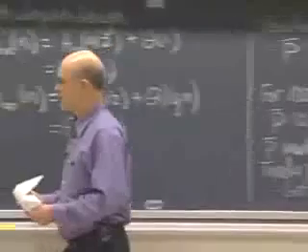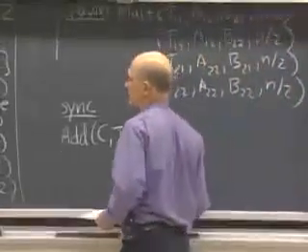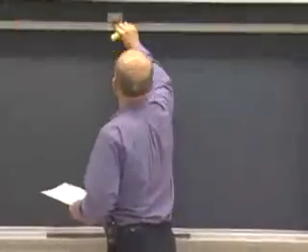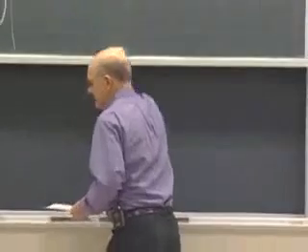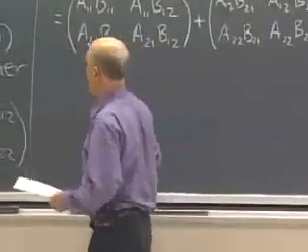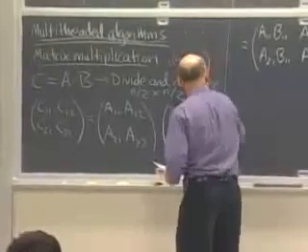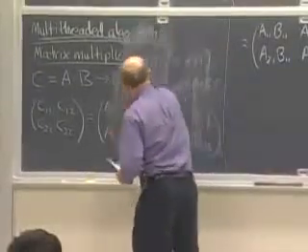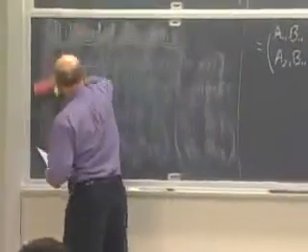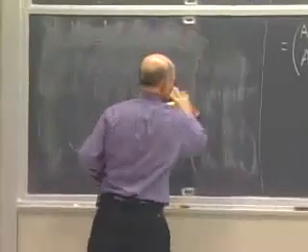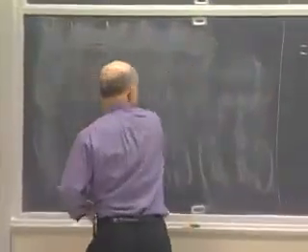Okay, so let's throw this up. Who can suggest how I might get rid of T here? Get rid of this temporary matrix.